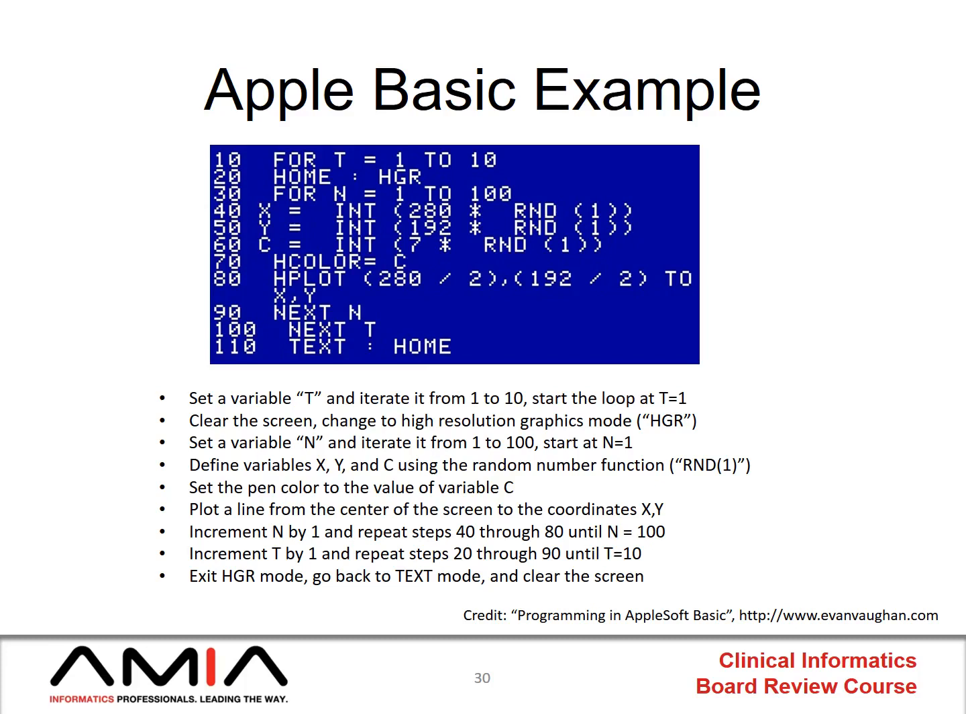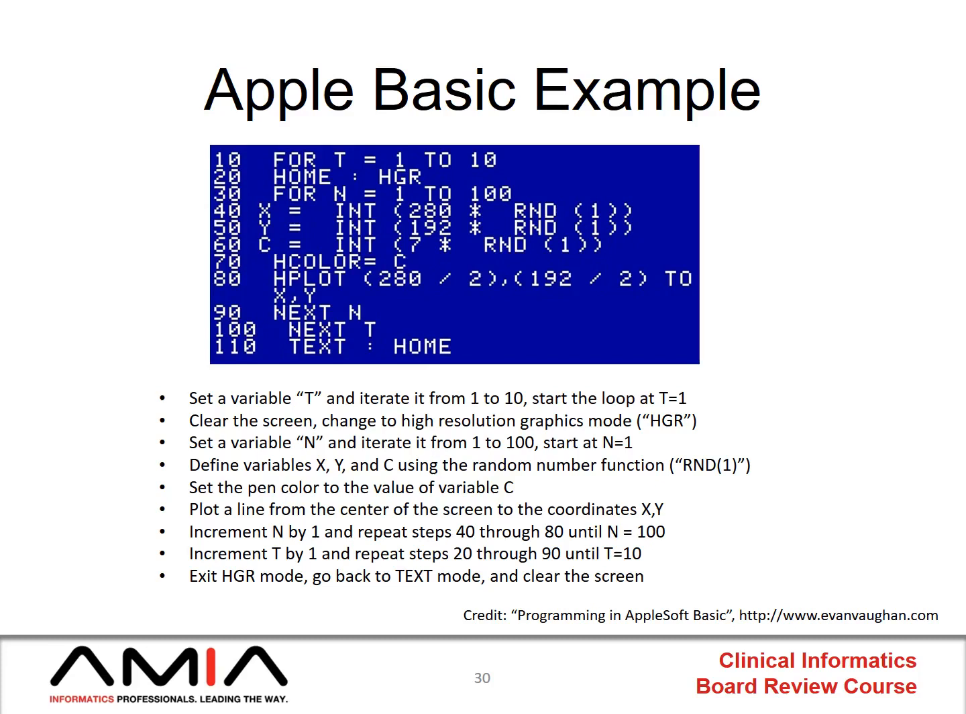The first one in line 40 is variable x, and you don't necessarily have to know how this is done or what this string means, but in Apple Basic, the random function rnd picks a number between 0 and 1, and I'm multiplying by 280, and I'm rounding it to the nearest integer. So this basically picks an integer between 1 and 280. The next one does between 1 and 192, and the next one does between 1 and 7.